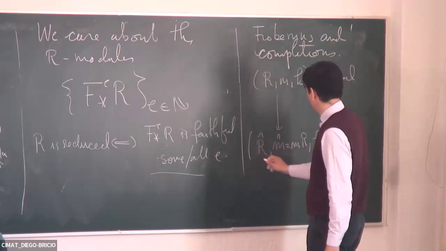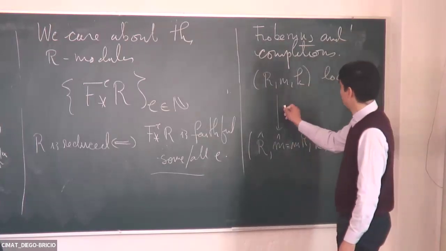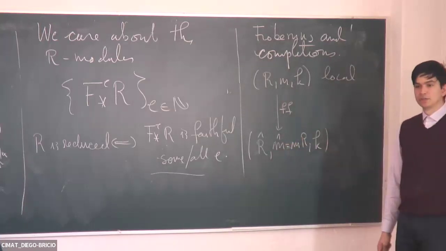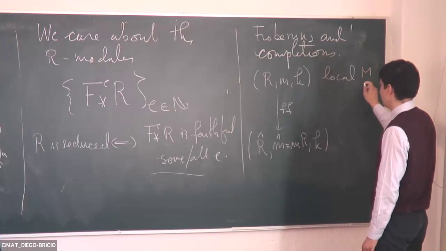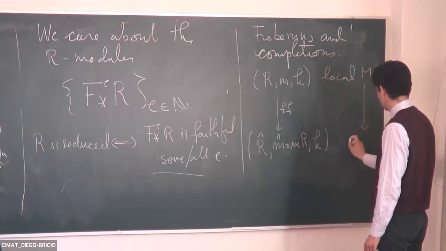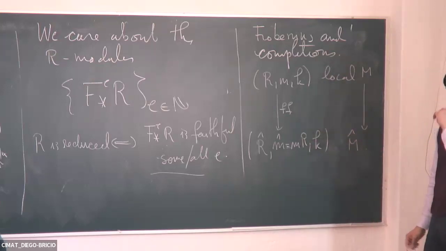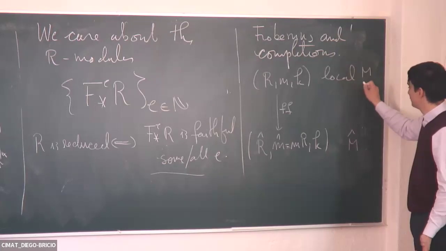And we didn't change the residue field. The maximal ideal is just the extension of the maximal ideal, and this is faithfully flat. So everything is awesome, right? We can take a module and we can complete it too. And so this is a functor, the functor of completion.